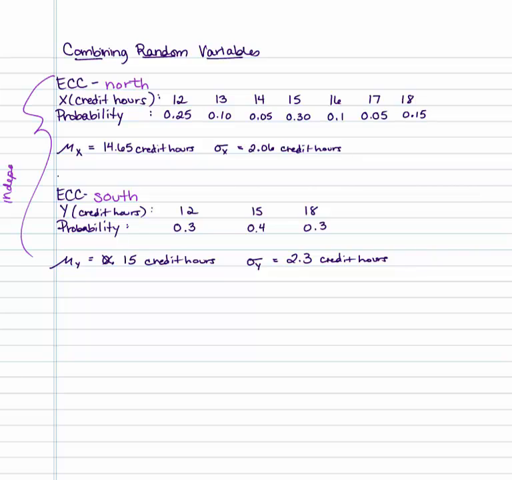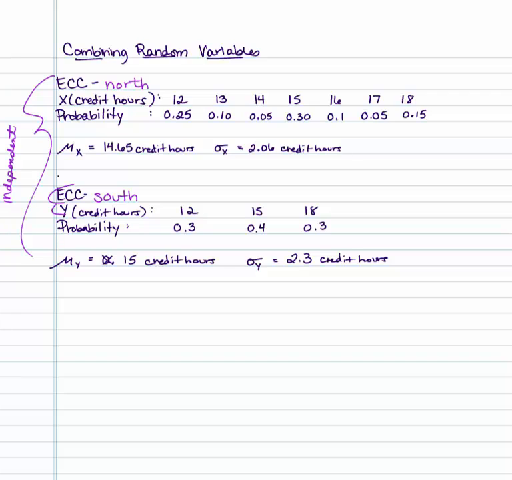That means that one is not affected at all by the other. So there's no overlap at all, as far as if someone's taking a course in ECC North, then other people are not taking that in ECC South. The only thing to think about is I gave you this X one before. This ECC South one is a new one. I'm going to call it Y.